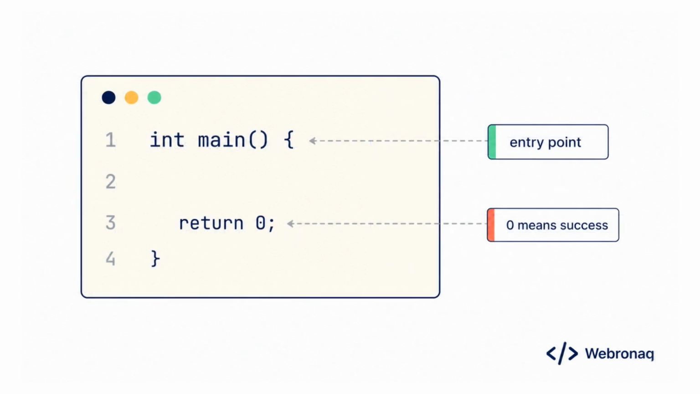This is the main function, the entry point of every C++ program. When you run your code, the operating system looks for main and starts executing from inside its curly braces. The int in front means main returns an integer when it finishes. Returning 0 is the standard way of telling the system everything went fine. Anything non-zero usually signals an error. Right now main is empty.